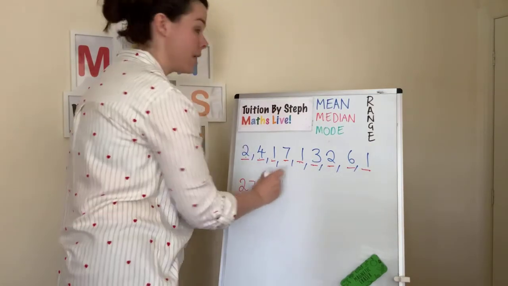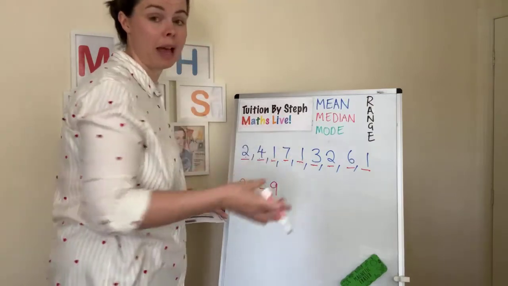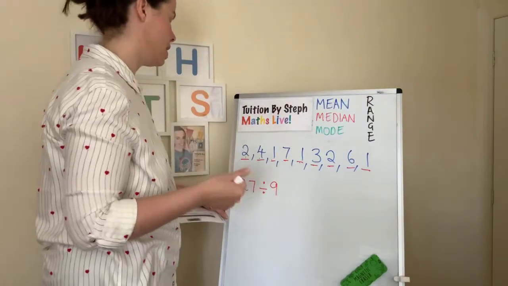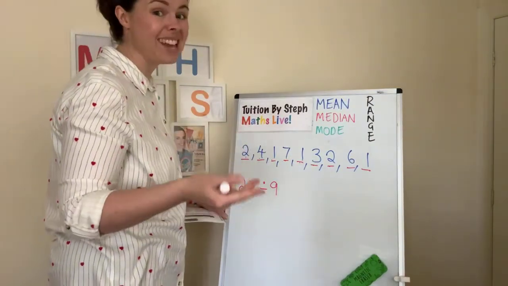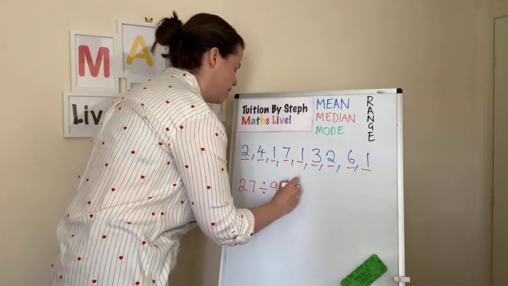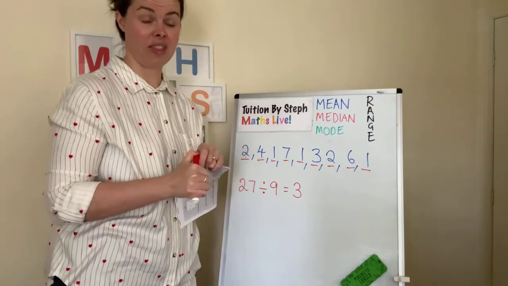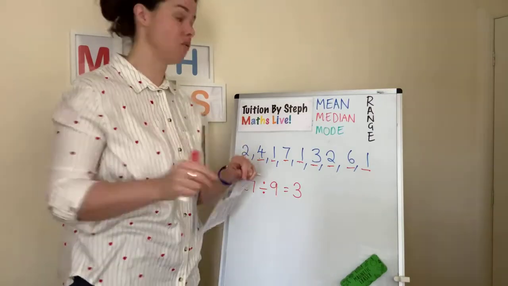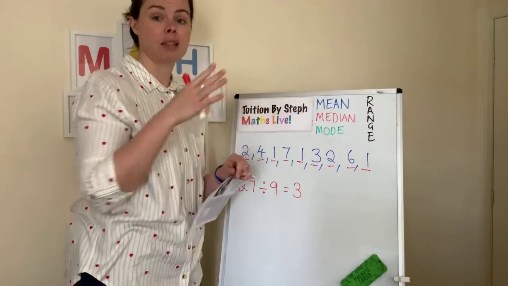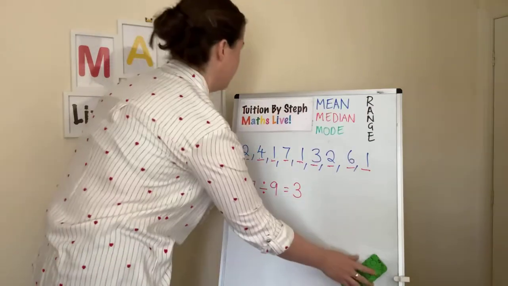So I'm doing 27, my total, divided by however many numbers there are. 1 9 is 9, 2 9s are 18, 3 9s are 27. So my answer is 3. That is the mean. The mean is 3. Out of that set of data, the mean average is 3.